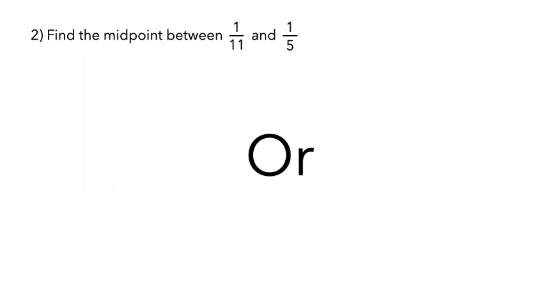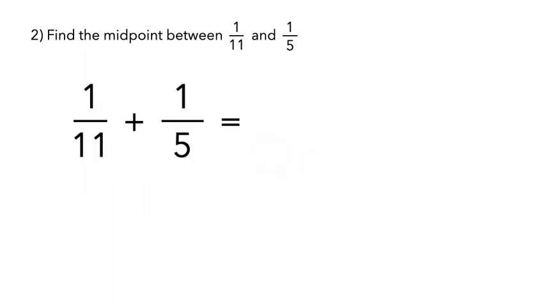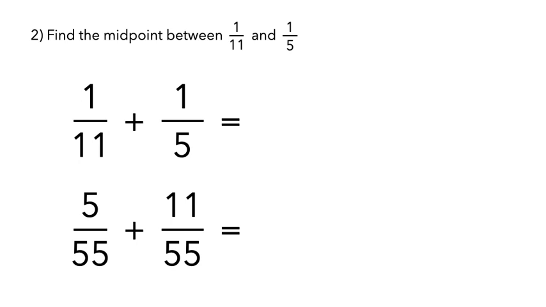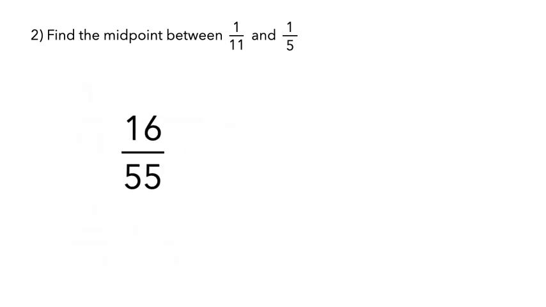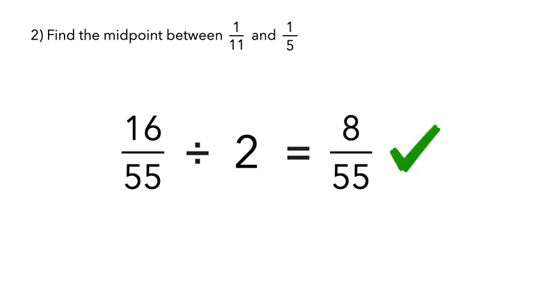Is there another way? Well, what we can do is find the mean. And the mean is going to be exactly in the midpoint between those two numbers. To do that, we want to add them together. So we still need to convert them. And then we want to divide that total by 2 because there's two numbers. So half of 16/55 is just going to be 8/55. So that must be our midpoint. So there's two different versions there.